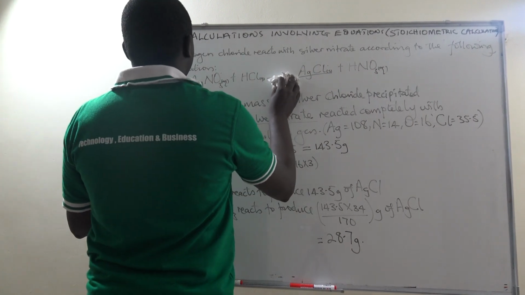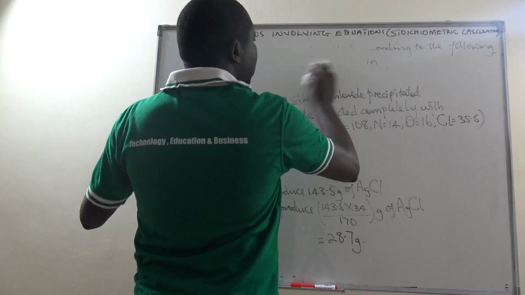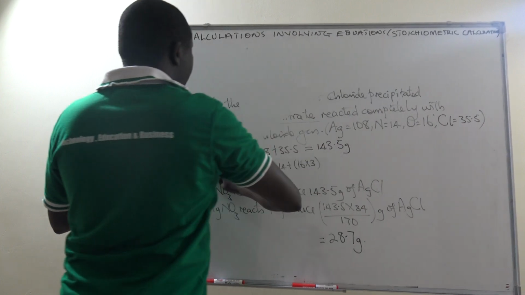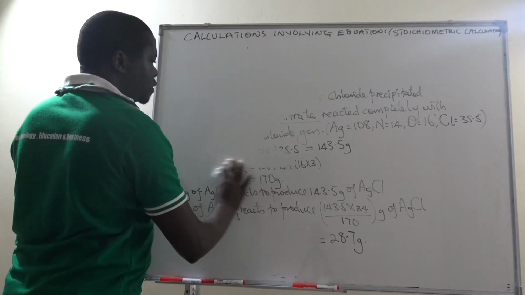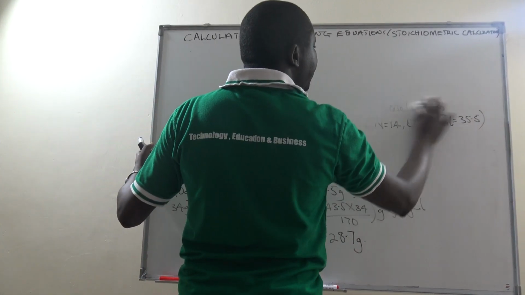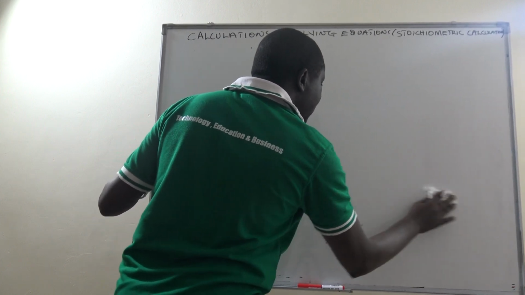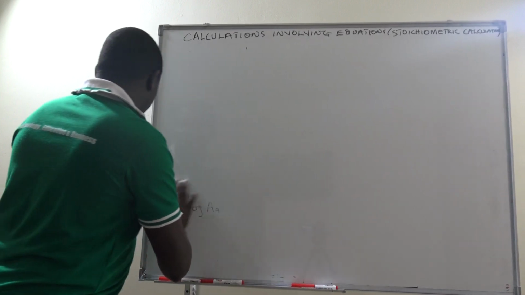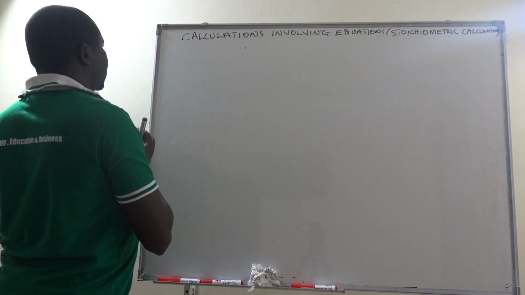Now, let us also try to see another number altogether. Remember here that we did not use the molar gas volume, because the molar gas volume is only used when we are dealing with a gas. So we have not dealt with any gas, and in this case we have not used the molar gas volume. So let us look at another example here.